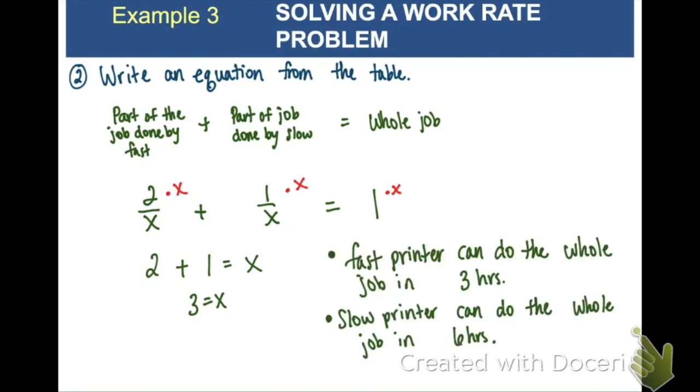And now we're ready to state our answers. The fast printer can do the entire job on its own in 3 hours, because remember, x is the time it takes the fast printer. And the slow printer can do the whole job on its own in 6 hours, because the time for the slow printer was 2x, so 2 times 3 is 6.